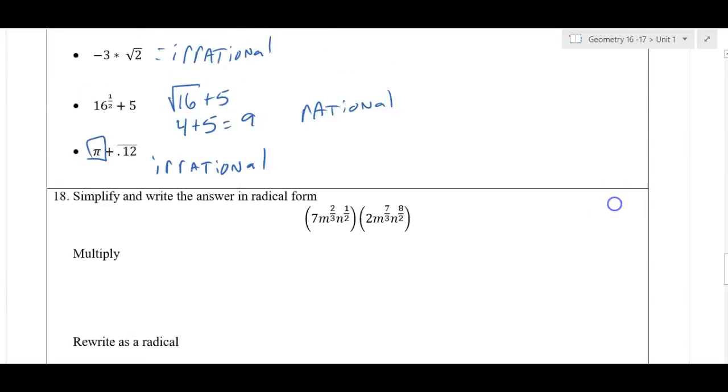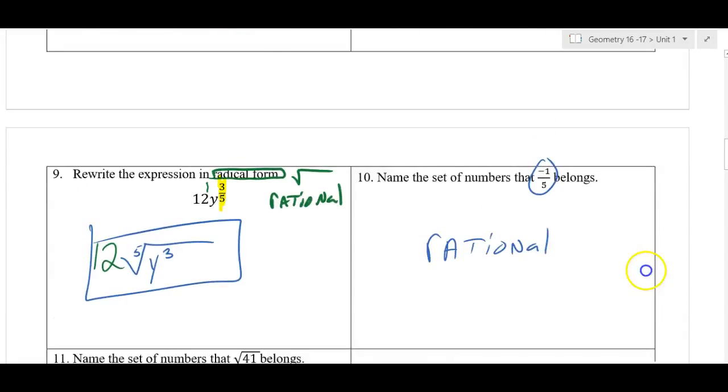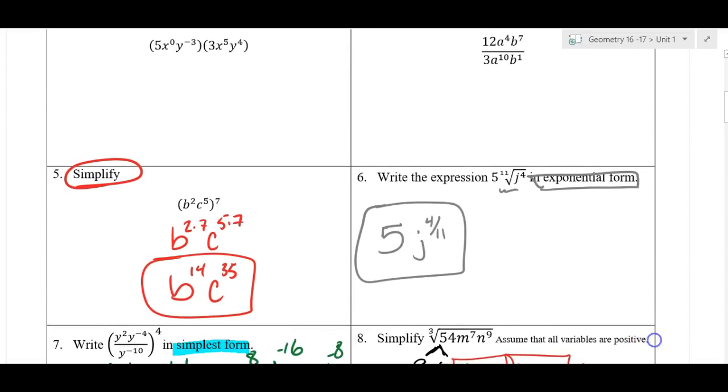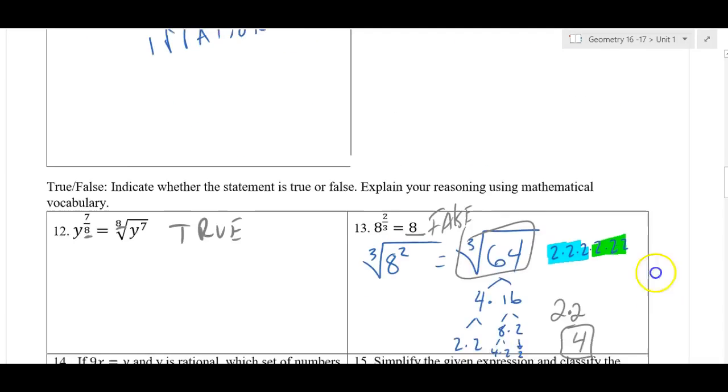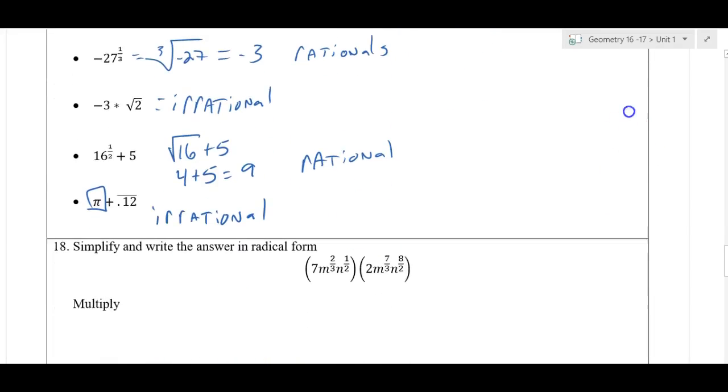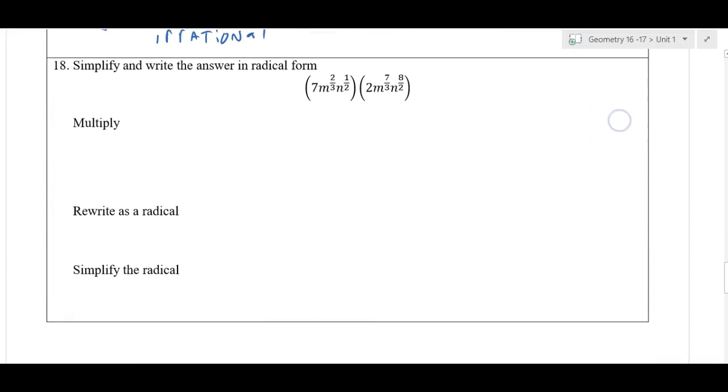Just like we did up in problem 3, where we went 5 times 3, x to the 0 times x to the 5th, y to the negative 3 times y to the 4th, we reorganized our information. We are going to follow those exact same steps in number 18. I'm going to rearrange my information, since it's all multiplication, so that I have terms next to each other that I want to work with.